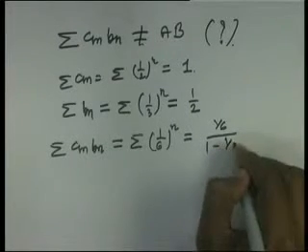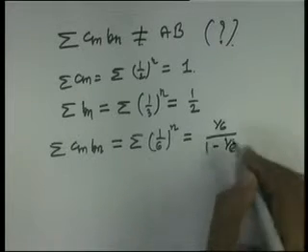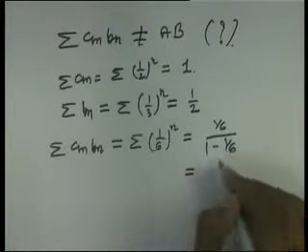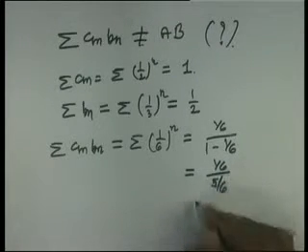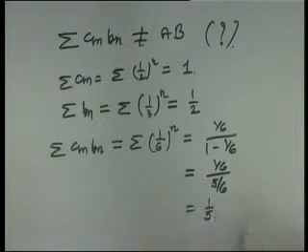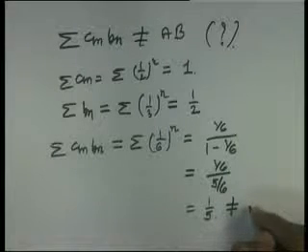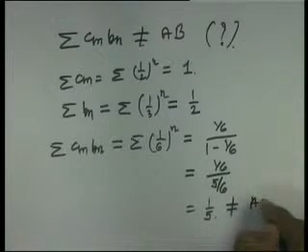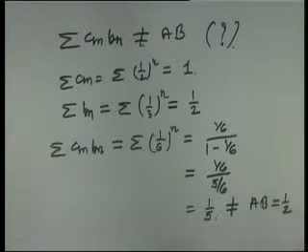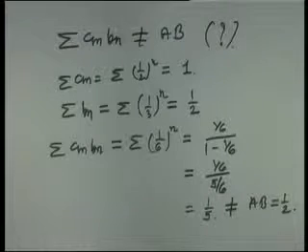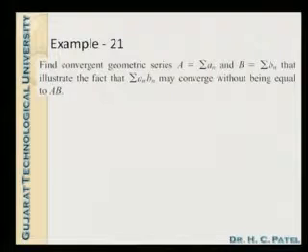1 minus ratio is 1 by 6, it is less than 1. So by simplification we can see that 1 by 6 upon 5 by 6. So what is the answer? 1 by 5. And definitely this is not a by b, that means 1 by 2. Okay, so this was the required series to show this example. Slide please.